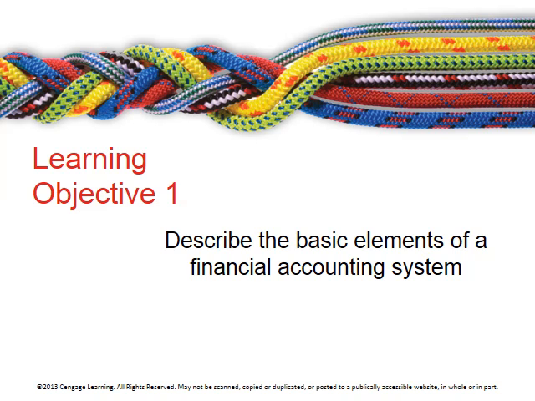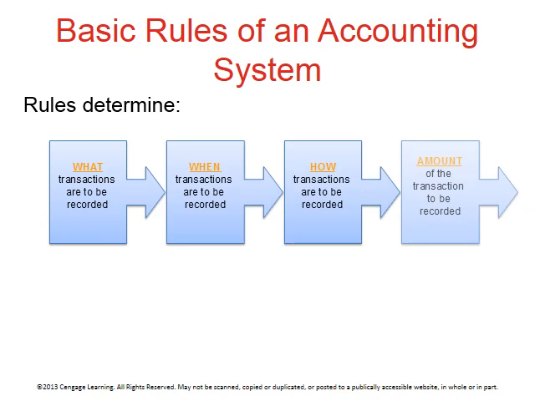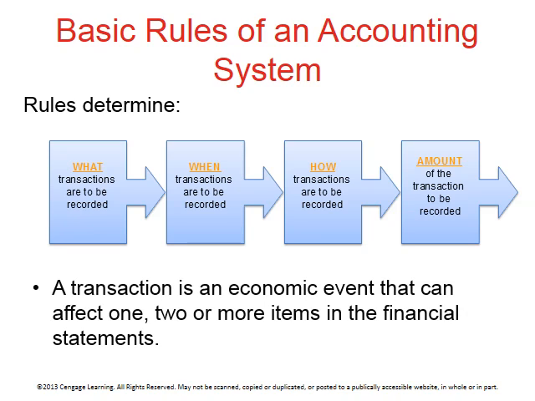So let's look at the basic elements of a system. The basic rules of an accounting system determine what transactions are recorded, when they're recorded, how they're recorded, and how much is going to be recorded. So you ask yourself, what's a transaction? A transaction is an economic event that could affect one, two, or more items in the financial statements.